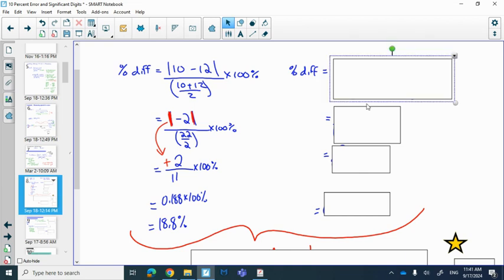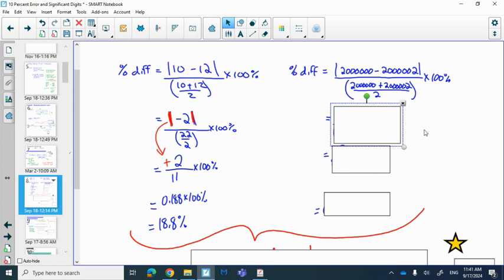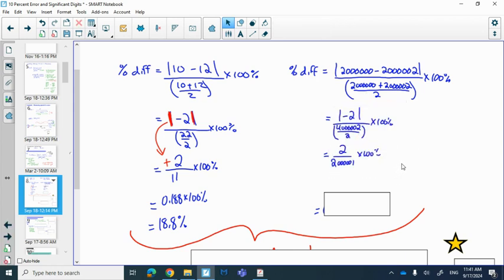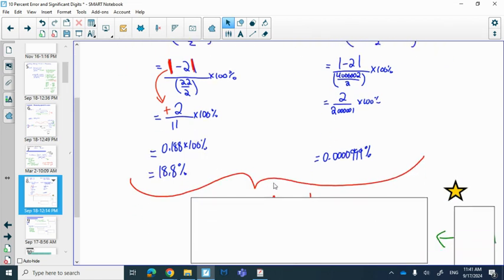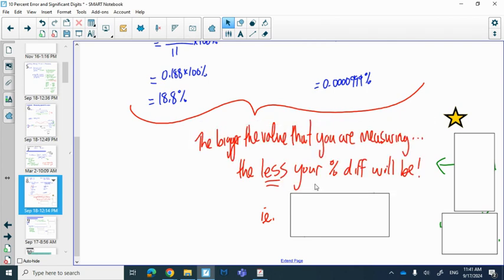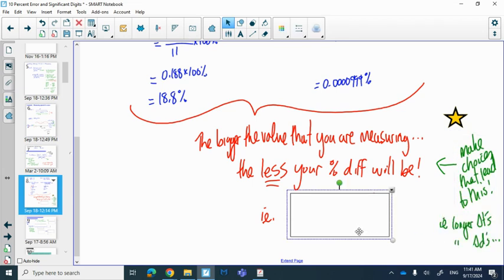Okay. If we're looking at the millions version, we're dividing by 201 million. And so it gives us a much, much smaller percentage. It's like 0.0000999%, right? This experiment 2 has almost no error whatsoever in actuality. And then the relative error, the percent error, is almost nothing in comparison to what you're measuring, in comparison to the first one where it was almost 20%, right? So yeah, the bigger the values you're measuring, the less your percent difference can easily be. Okay, so make choices to make that happen, right?